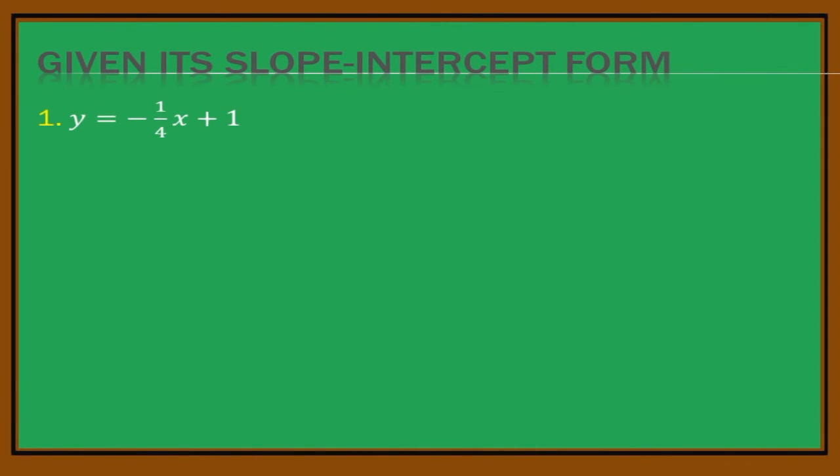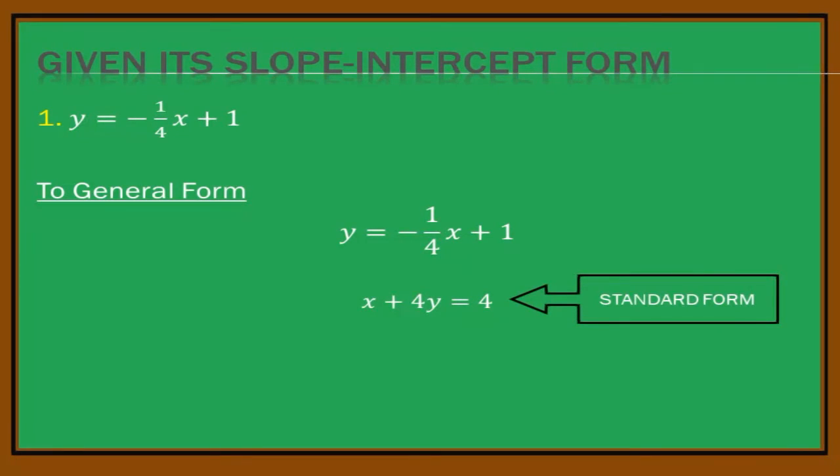To rewrite the given equation, y is equal to negative 1/4 x plus 1, into its general form, we will use the standard form that we have obtained earlier. It's easy to find the general form given the standard form. So the standard form that we had earlier is x plus 4y equals 4. Using addition property of equality, we'll add negative 4 on both sides of the equation. We will have x plus 4y minus 4 equals 0, and that is the general form of the given equation of the line.